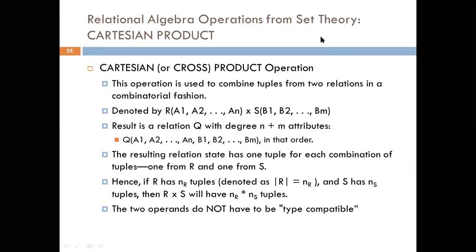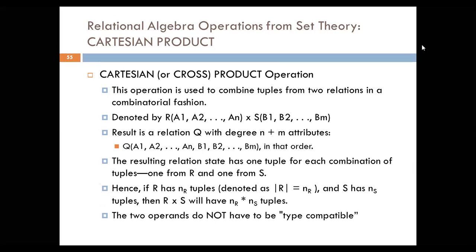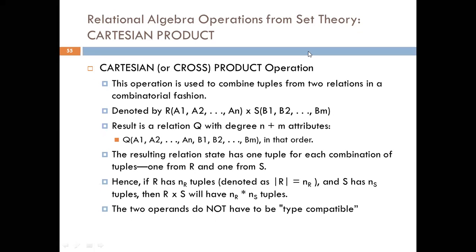So next we have another concept, that is Cartesian product. Cartesian product is nothing but the cross product. This operation is used to combine the tuples from two relations in a combinatorial fashion. The two relations R and S have the attributes A1, A2 till AN and B1, B2 till BM. If you observe here, the number of attributes need not be the same. So if you perform the cross product of them, what happens?